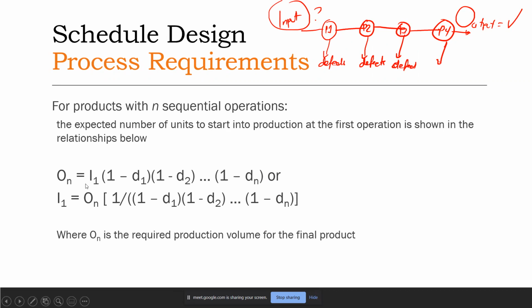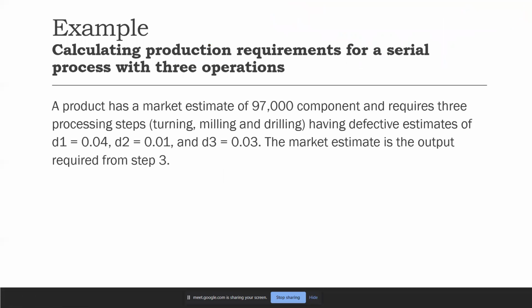Output N is equal to input for the first process multiplied by 1 minus D sub 1. D sub 1 is the defective rate dito sa process 1, times 1 minus D sub 2, the defective rate for process 2, and then so on and so forth. For the input, i-reciprocal lang. Okay?